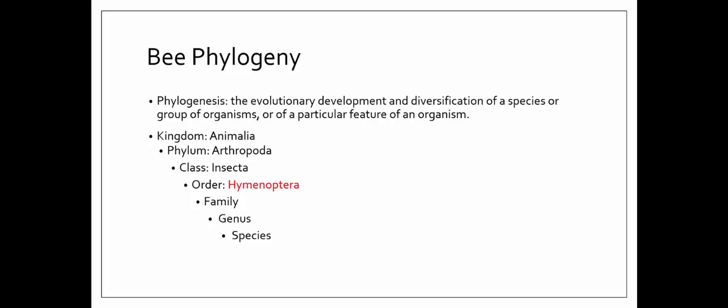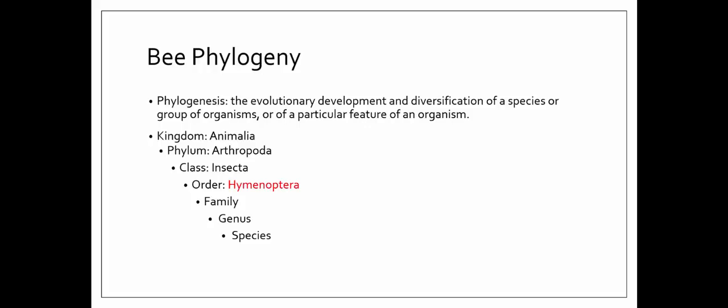Phylogeny is always organized in the order below. Kingdom is the overarching classification for organisms. For eukaryotic organisms, such as ourselves and insects, an example of a kingdom is Animalia. Continuing on down the sequence, using bees as an example, the next classification is the phylum, which is Arthropoda.